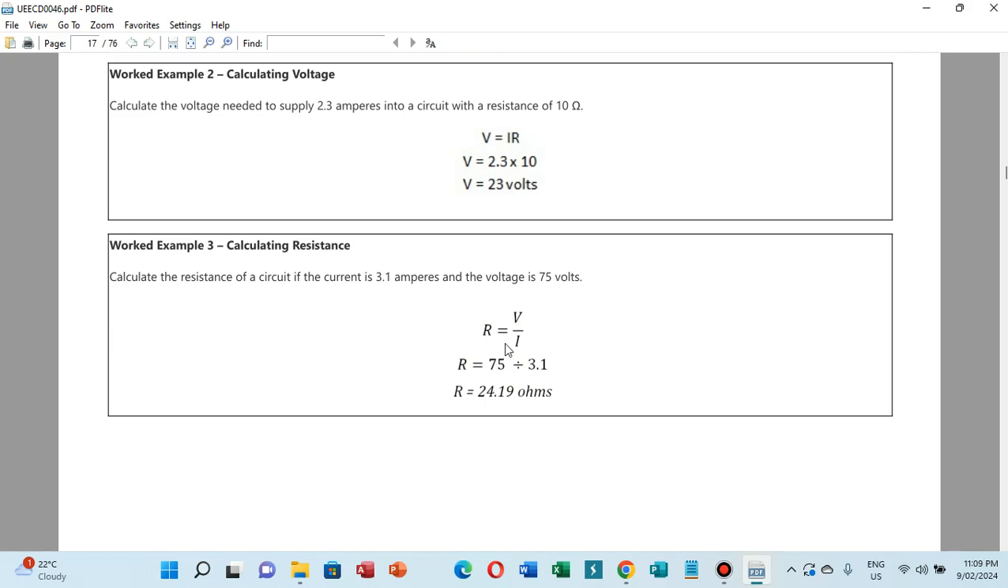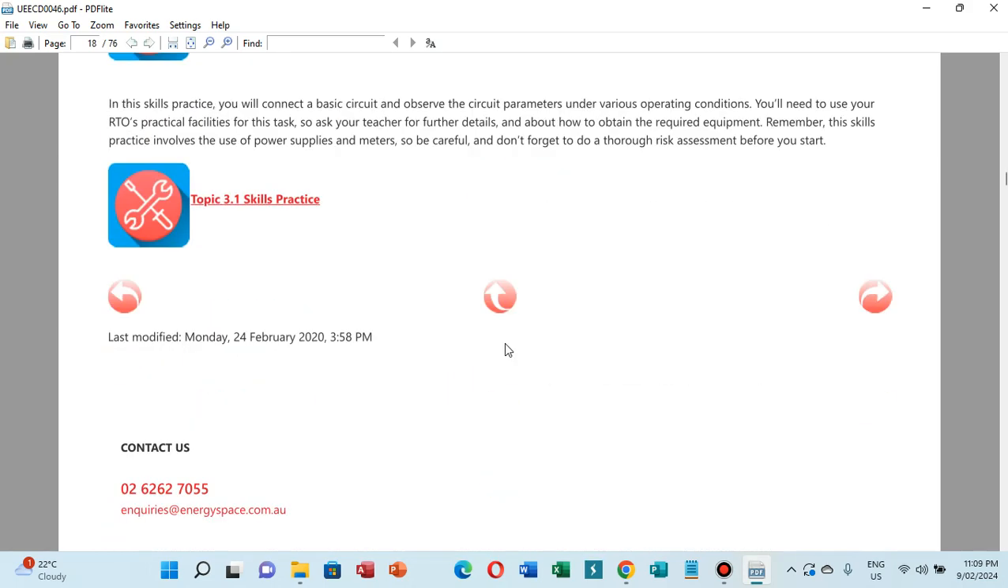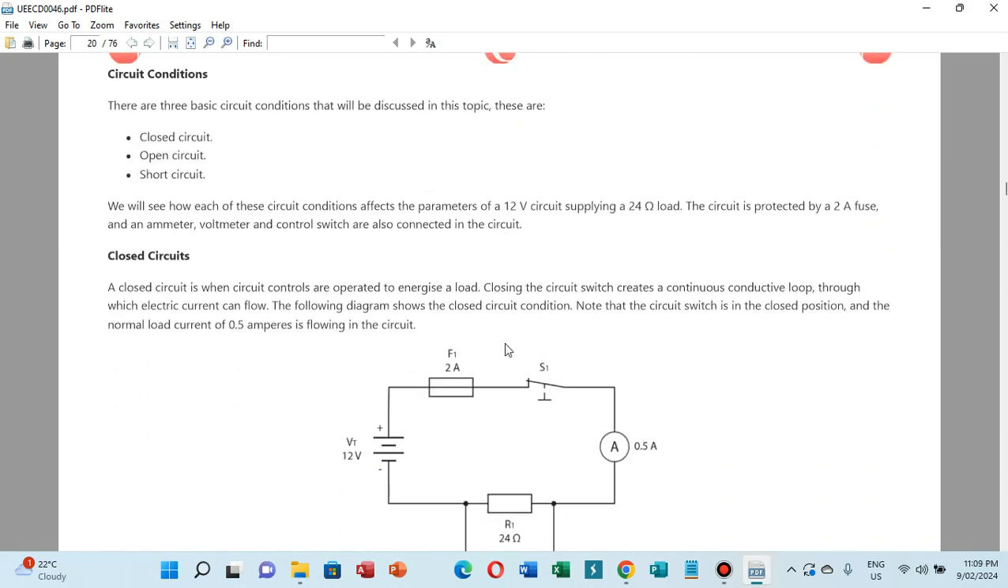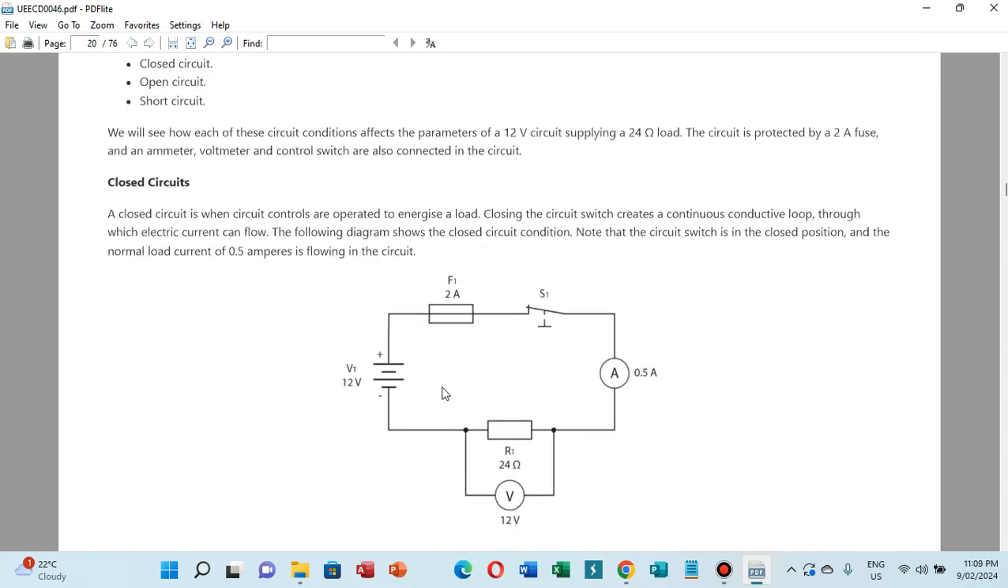So look at those equations. The circuit can be a closed circuit, an open circuit, or a short circuit. Closed circuit: this is the closed circuit.